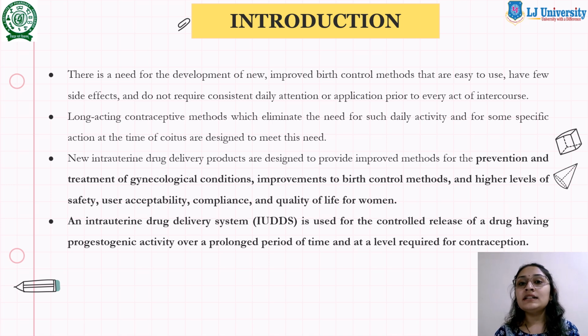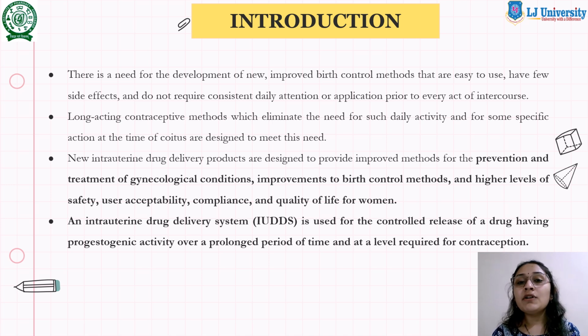This uterus is a pear-shaped organ, and the length of the uterus is about 7.5 centimeters. This information is very important before developing a device which is known as an intrauterine device. So the length of the uterus is important.